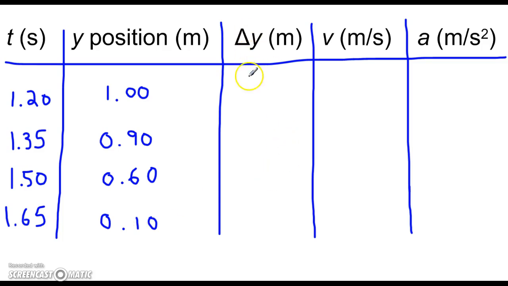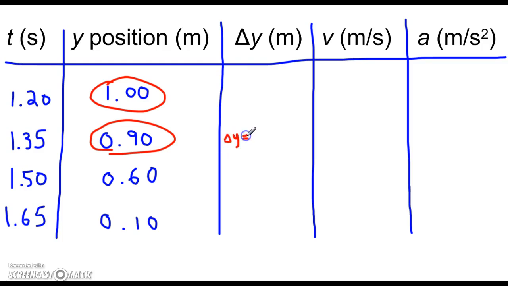The first thing is to find the displacement. The displacement initially is just 0 in my case. Now, we're not actually going to fill in that first blank because for displacement, you need two data points. You need a final and initial. So we're going to take this as our final position, and that is our initial. And then to get the displacement, you do y final minus y initial. Your final is 0.9, your initial is 1 meter. So you subtract 0.9 minus 1, and the displacement comes to negative 0.1.